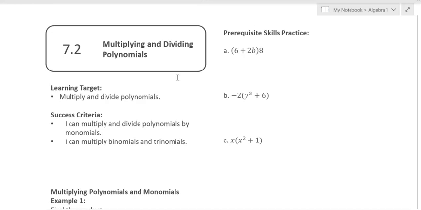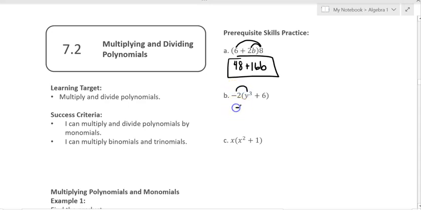So you see this 8 right here. It needs distributed. Even though it feels like it's on the wrong side, it's no big deal. You have to do 8 times 6, and so you're going to get 48. And then 8 times 2b, you're going to get 16b. And that's your answer.